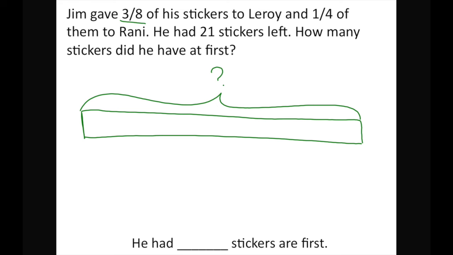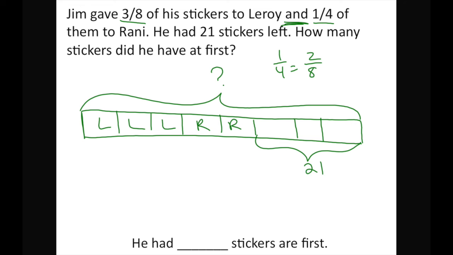He gave 3/8 of his stickers to Leroy and 1/4 of them to Rainey. The and indicates that I'm going to have to show both of these on the same bar. 1/4 is the same as 2/8, so I can show both of these by breaking the bar up into 8 parts. I know that Jim gave 3/8 of his stickers to Leroy, so I'm going to label 3 of them Leroy, and 2/8 to Rainey, and he had 21 stickers left.